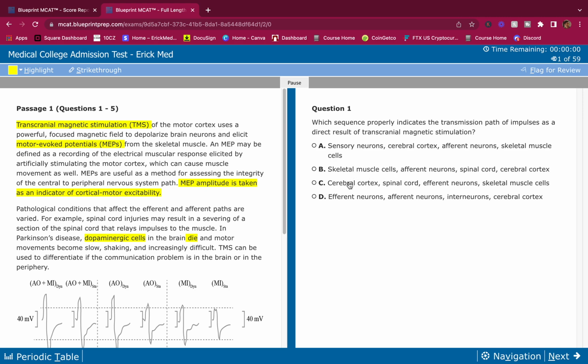We begin with the cerebral cortex, specifically the primary motor cortex. Okay. And that's going to send information to our spinal cord. Yeah. Efferent neurons. Okay. These are our motor neurons. And they're going to go to our skeletal muscle cells. That's going to tell our muscle cells to contract. Cool. Easy, simple. Answer is C. I don't even have to look at this one. I already know the answer is C.